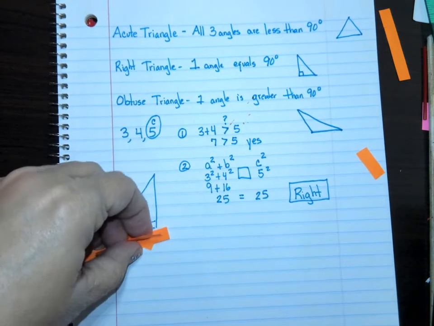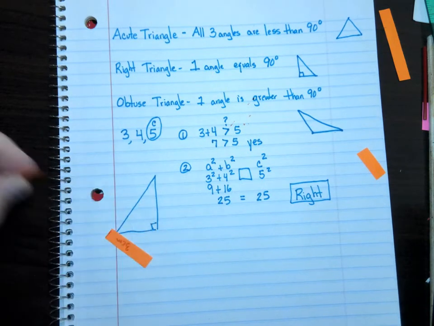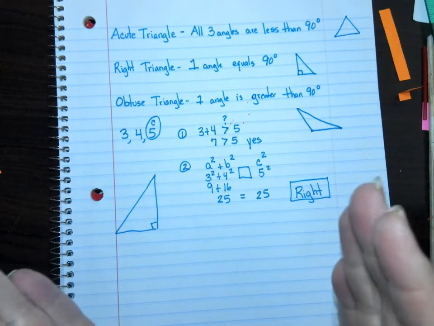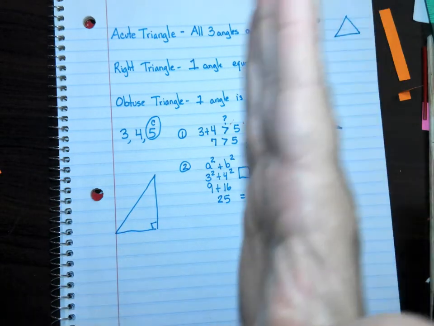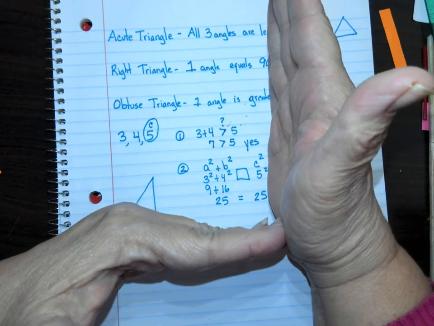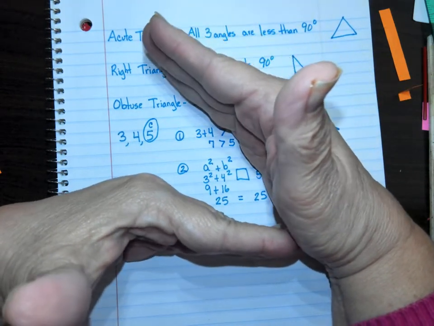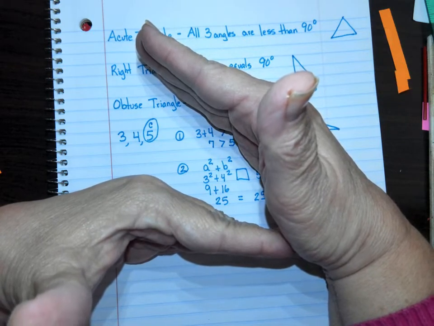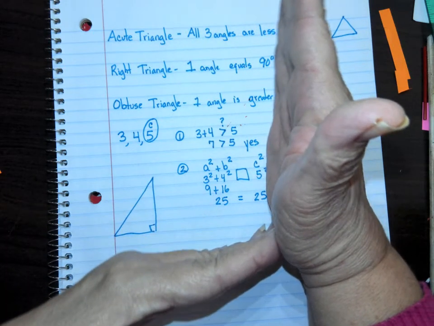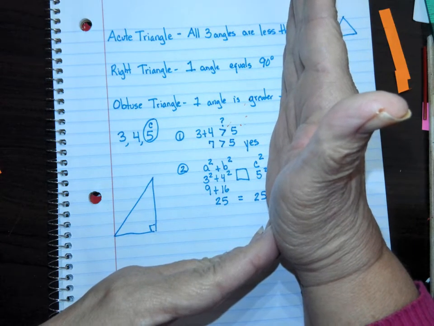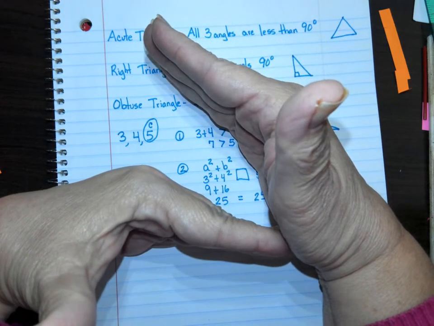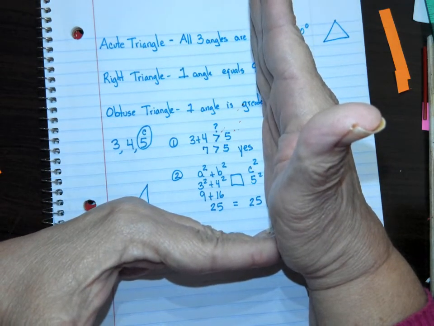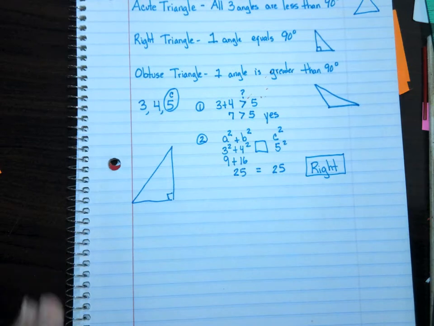But if it goes around the other way and the legs get smaller, or the hypotenuse is smaller and the legs are longer, then those little pieces of paper are frustrating me. If my hypotenuse is smaller, then it's going to go like this and be acute. So if the c squared is big, obtuse. If the c squared is small, acute. If the c squared is equal, right. All right, so let's do a couple of other examples.